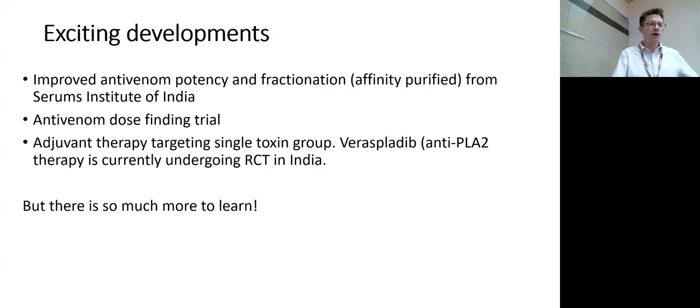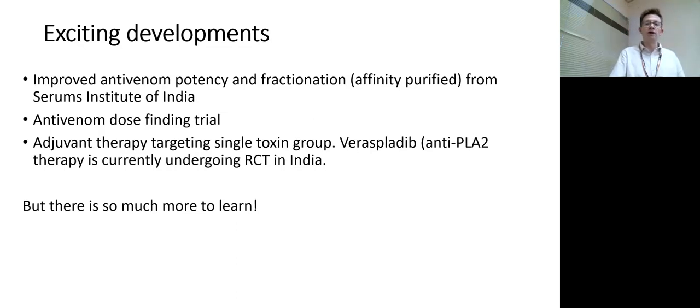And then there are a number of different therapies that will individually target specific toxin families, and there's one drug which is currently in trial within India called varespladib. Now, varespladib is an anti-phospholipase A2, and it was brought to market initially in the US as a drug that they thought would be very, very beneficial for cardiac stabilization following myocardial infarction, because phospholipase A2s are apparently involved in the cardiac remodeling.